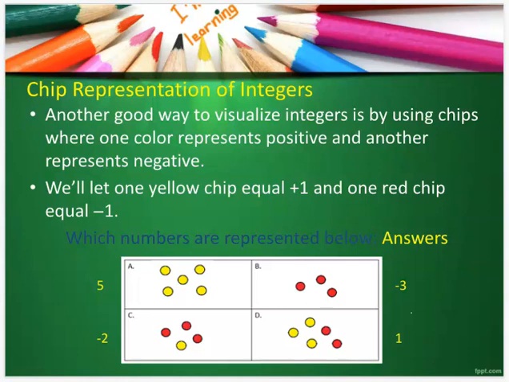And on D, this time we have 2 0 pairs. So we have 2 yellow chips and 2 red chips, which have a value of 0. And so there's 1 yellow chip left over, so that's a value of +1.